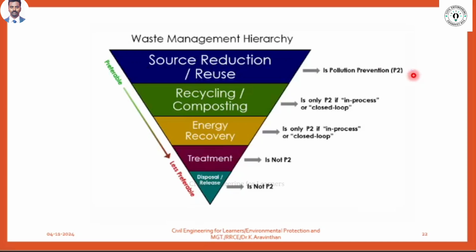First thing, pollution prevention is called P2. Why? Because pollution prevention, PP, is written as P2, by reducing from the source. Whoever is manufacturing the pollution has to reduce that. That is called source reduction. Pollution prevention. Now, the next thing is recycling and composting.